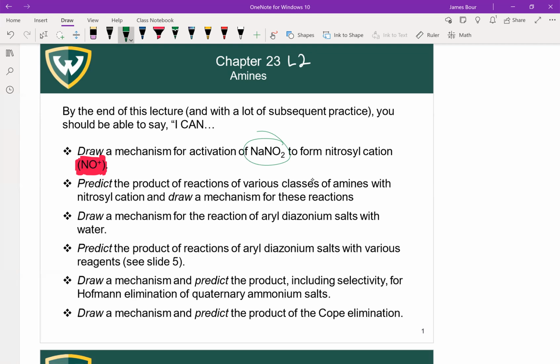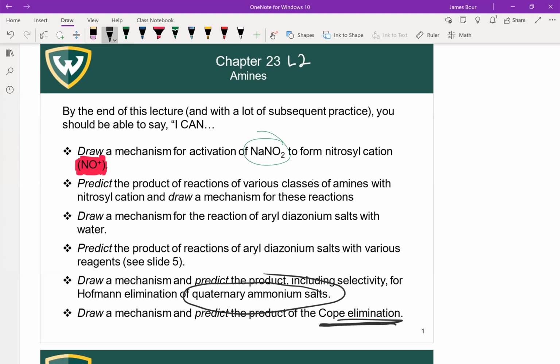Draw a mechanism, predict the product, including selectivity for the Hofmann elimination of quaternary ammonium salts. This is where we go away from the nitrosonium and start talking about N+ leaving groups. And finally, draw a mechanism, predict the product for the cope elimination. This is something we'll talk a little bit more in class, so we might not get to that in this video.